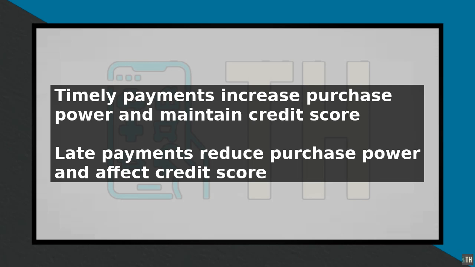In conclusion, seeing your purchase power on Klarna is a straightforward process that can help you manage your finances effectively. By following these steps and using the tools and features provided by Klarna, you can make informed purchasing decisions and stay on top of your spending. Remember to always use your purchase power responsibly and make timely payments to maintain a healthy credit score and increase your available spending limit.